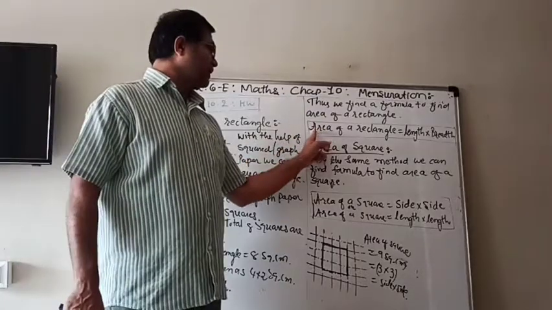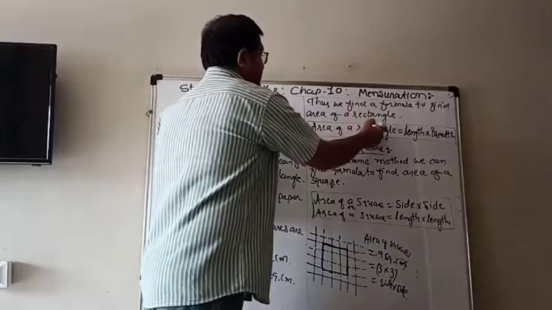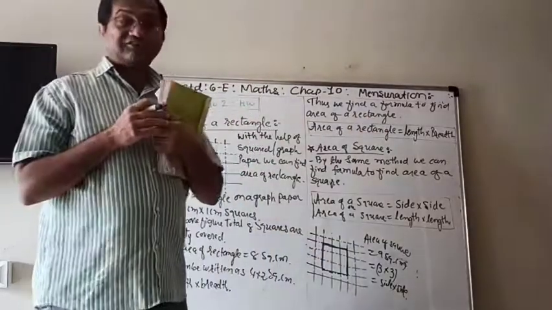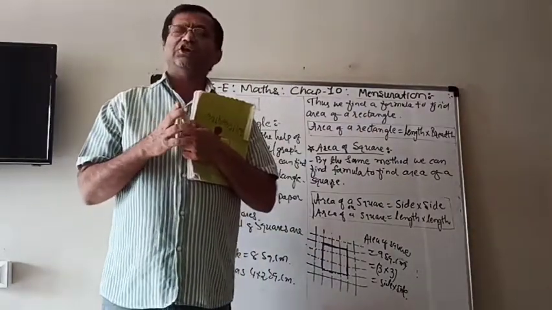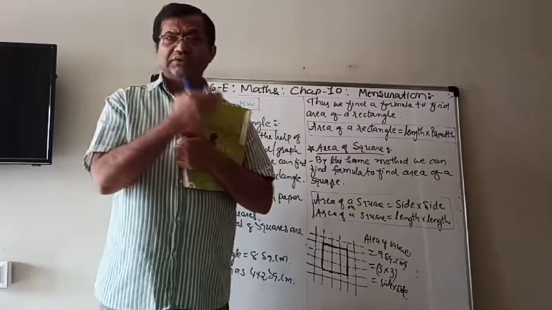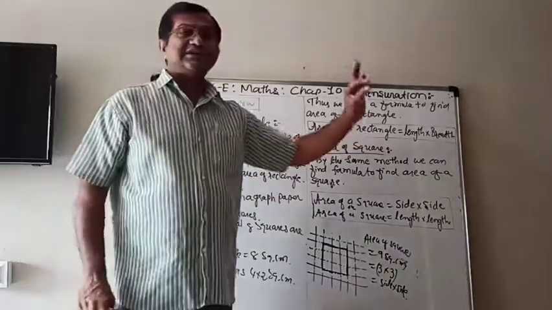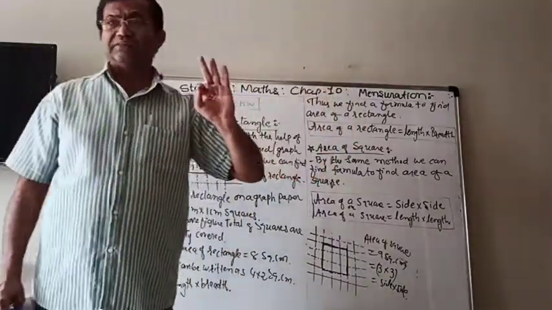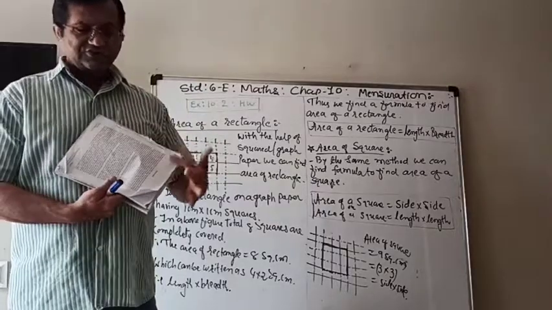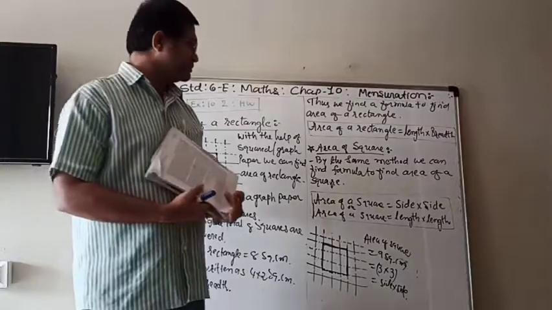We wrote down the formula. Area of a rectangle is equal to length multiplied by breadth. So that will be very useful in your future also. So please keep this formula in your mind. Area of a rectangle is length multiplied by breadth. The bigger is called the length, smaller is called the breadth. Right? So length multiplied by breadth.